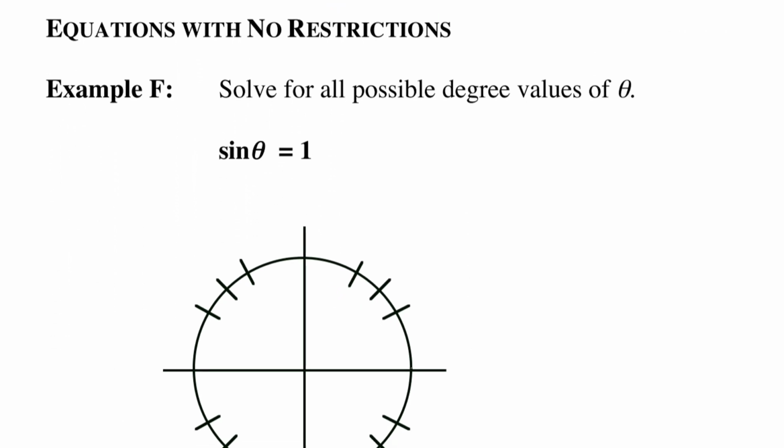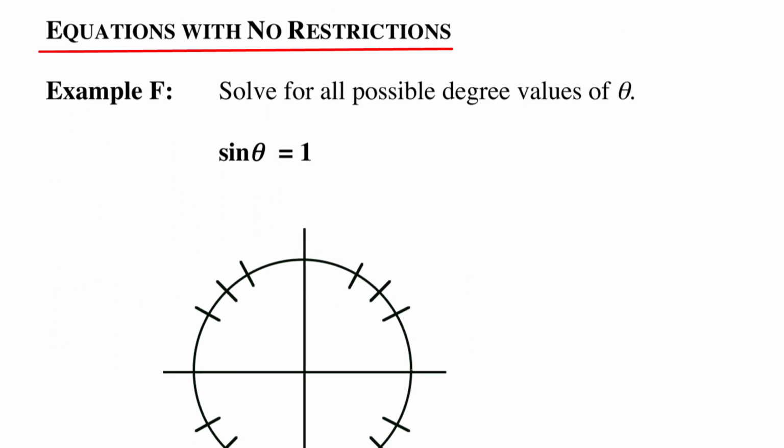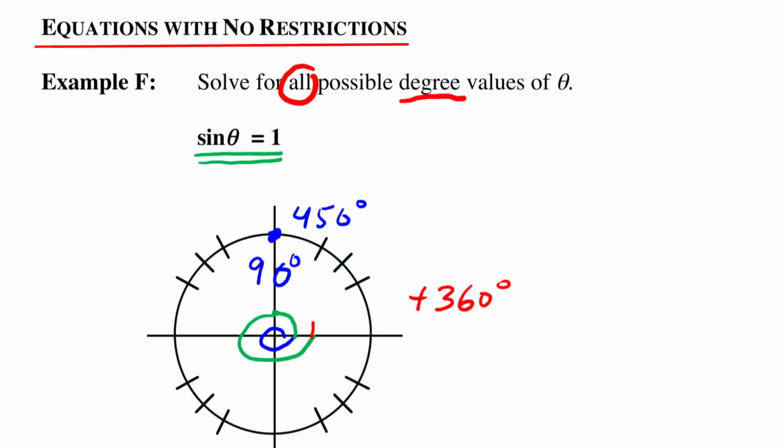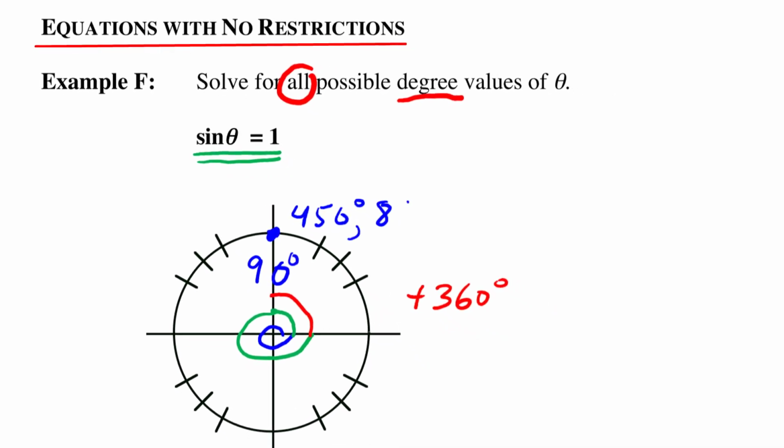Sometimes an equation has no restriction at all, and that's the case for this example. So that means that we're going to look for all possible degree values. Sine of theta equals 1 occurs at 90 degrees. And we can go around the unit circle once to get 90 degrees, but then we have seen that we can go around a second time and get another solution. In this case, 90 plus 360 is 450. We can go around again to get 360 more degrees at 810. What we're finding are coterminal values for 90 degrees.